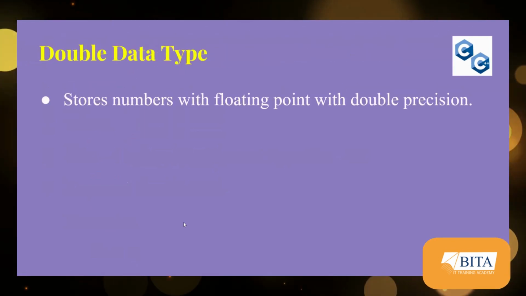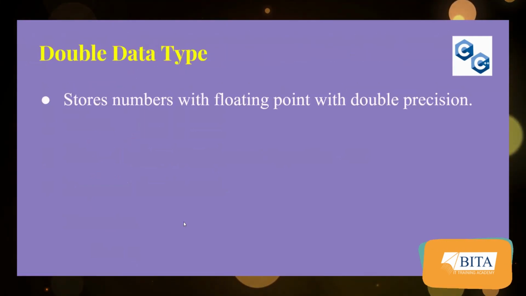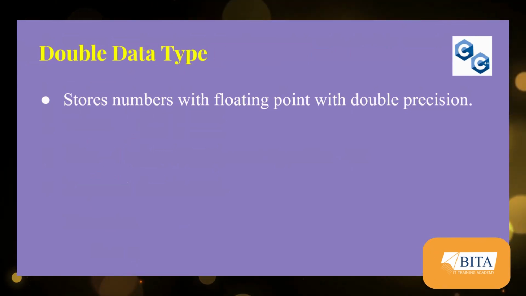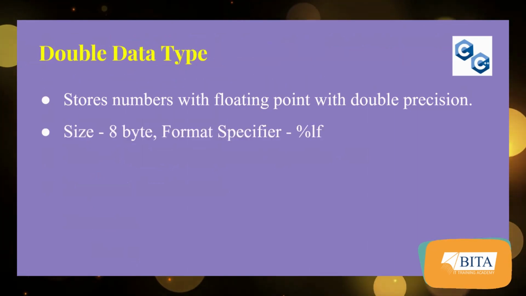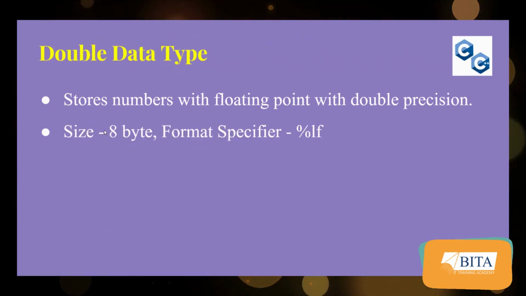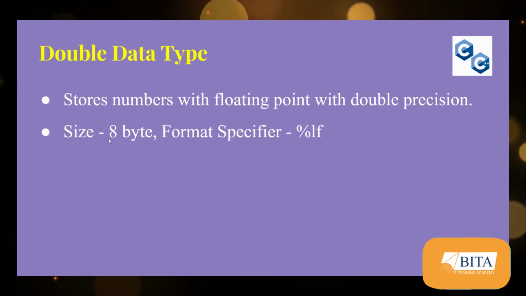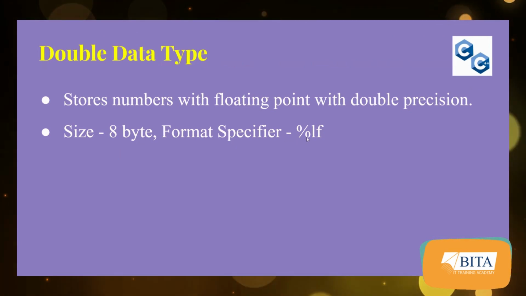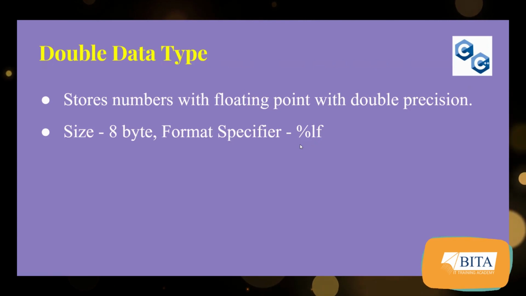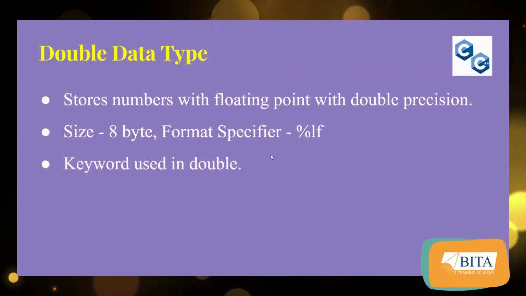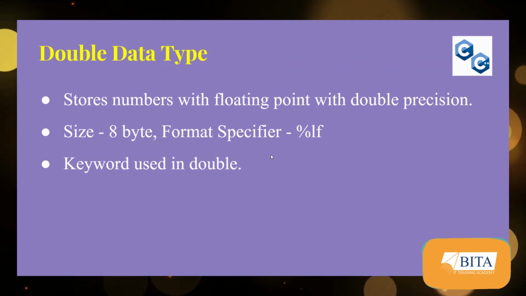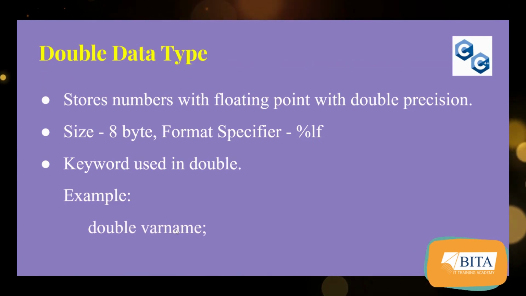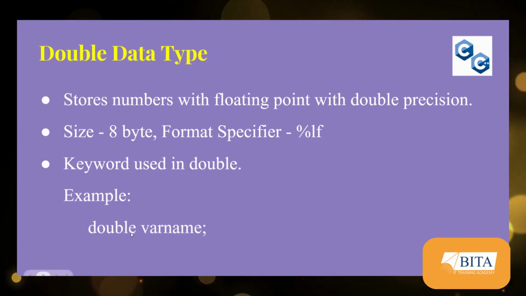Now it is the double data type. The double data type also stores real values, but with double precision. So it occupies twice the memory occupied by the float data type. We discussed that 4 bytes was the size of the float data type, and here 8 bytes is the size of the double data type. The format specifier is %lf, and it can have 15 decimal digits of precision. The keyword used is double. In the example, var name is the variable which can store double values.